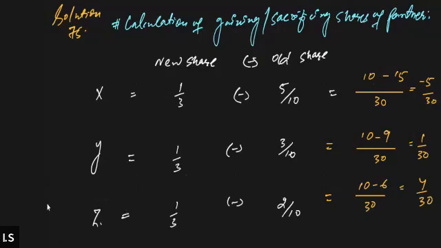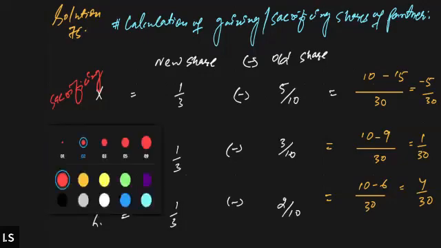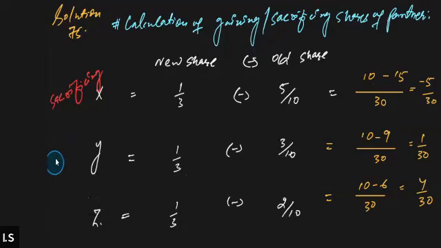So it means that X is sacrificing, Y is gaining, right? Y is gaining, and Z is also gaining, since they are getting the positive value of share. That simply means Y and Z are gaining and X is sacrificing. Got it? Is this clear? Calculation of gaining and sacrificing shares is clear to all of you? Yes, sir. All right.